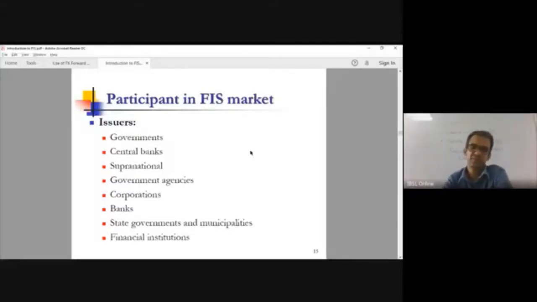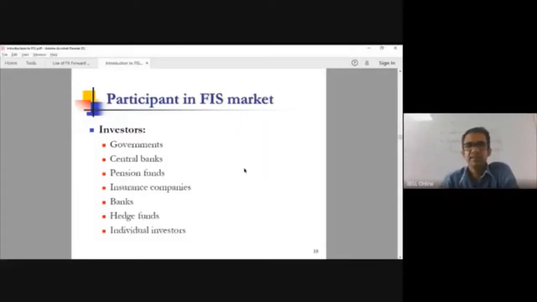State governments and municipalities. Again, it's not allowed in Sri Lanka, but in other countries, say Canada, the province of Ontario, they can borrow on their own. Municipalities, whatever the city, municipal agency, they can borrow on their own by issuing bonds. And other financial institutions participate in the fixed income market as issuers. Then more or less the same participants participate in the fixed income market as investors.